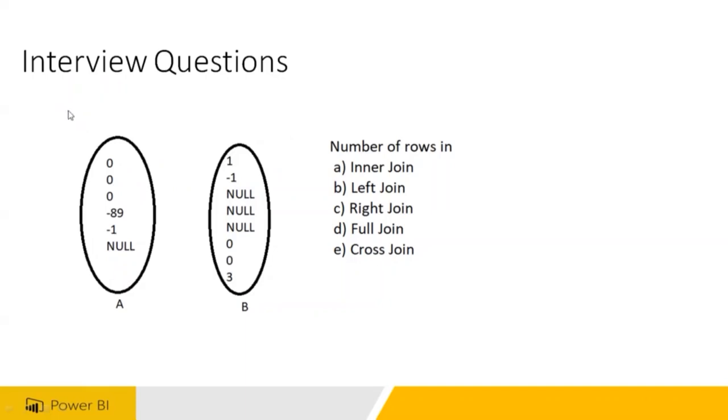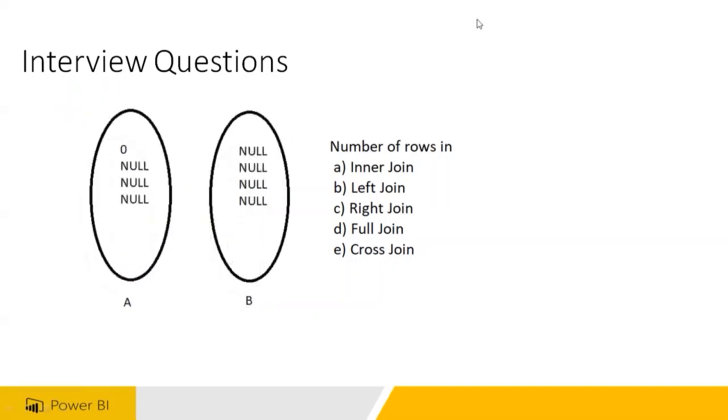The last question, the sixth question, is this. This was recently asked again in IBM. One of our students called me, sir, this is the question I got. So 0, null, null, null, null, null, null, null, null. Tell me the number of rows in left join, right join, full join and cross join. So I'm giving you the sixth question.